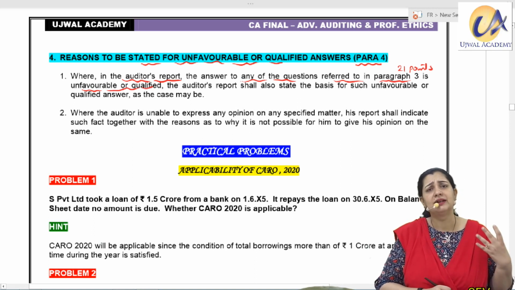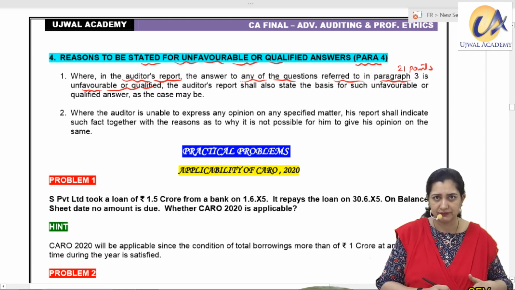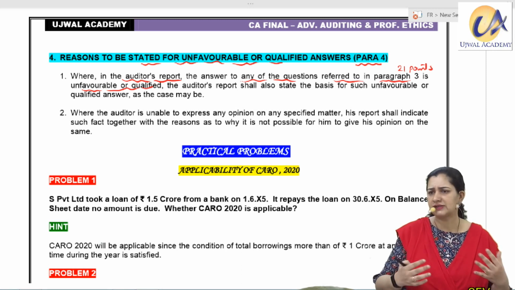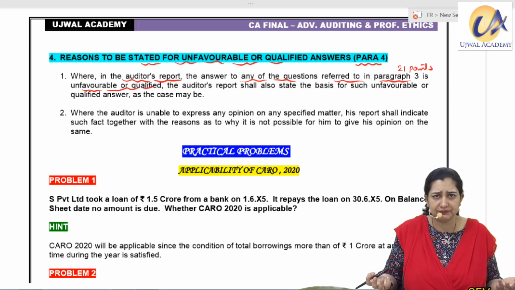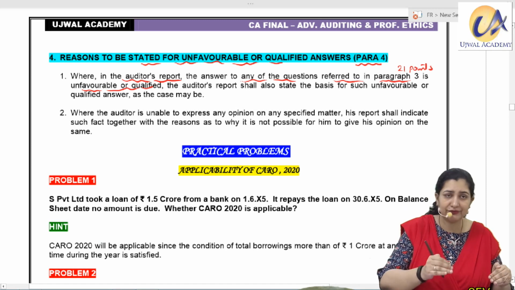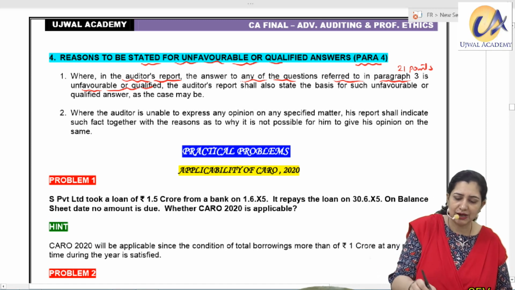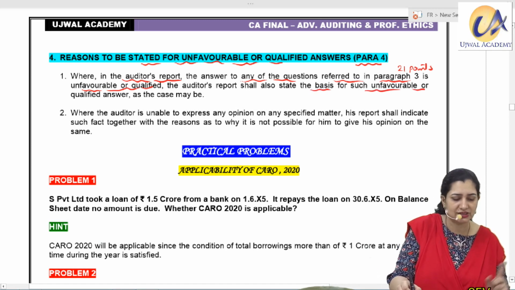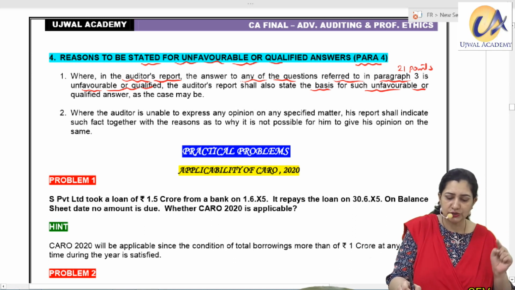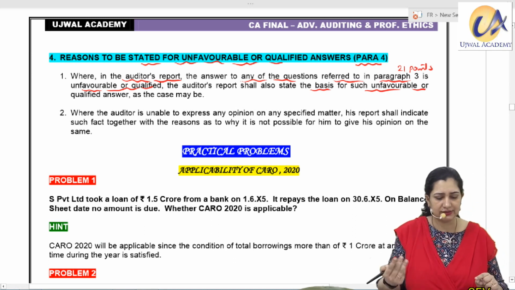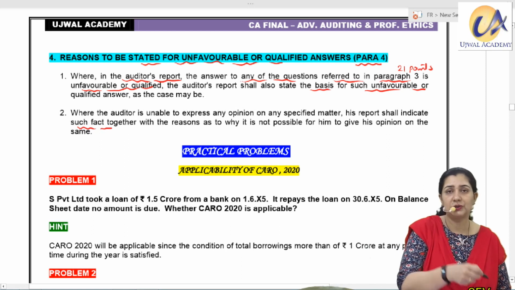For example, in Karo, first point we have got PPE, property, plant, equipment. Have they done physical verification from time to time? And your answer is no, they have not done it properly. Then you will have to report it as per para 4. You will have to give the basis why you are giving such an unfavorable opinion. Also, you have to give the reasons why you are giving that.